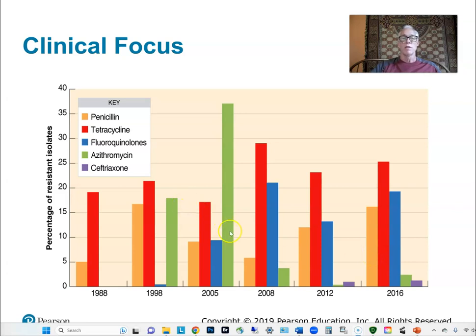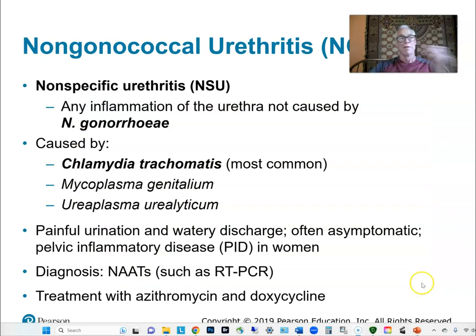One interesting thing, look at the resistance to azithromycin in the 2005 survey, and now look in 2016. Discontinuing use of that antibiotic and switching to other antibiotics got rid of a lot of those resistant bacteria, and now we're in a situation where that's a useful antibiotic once again.